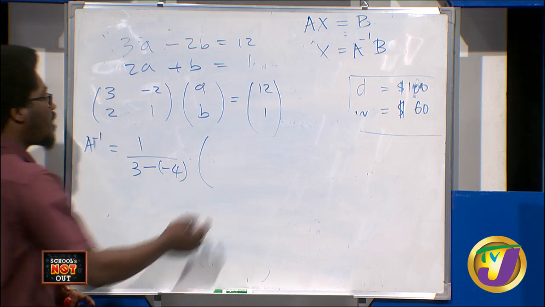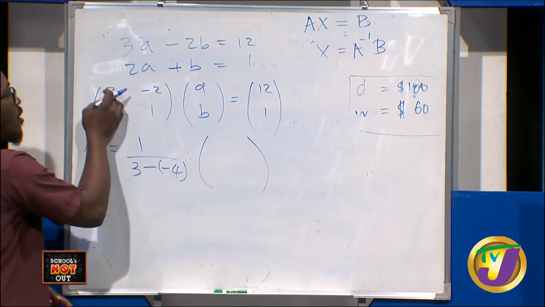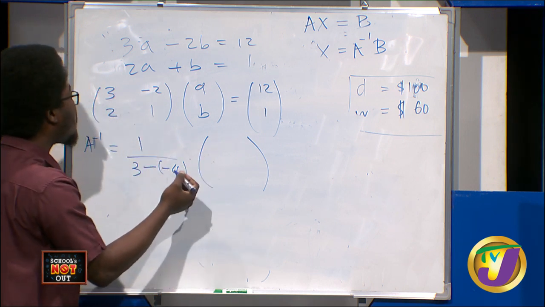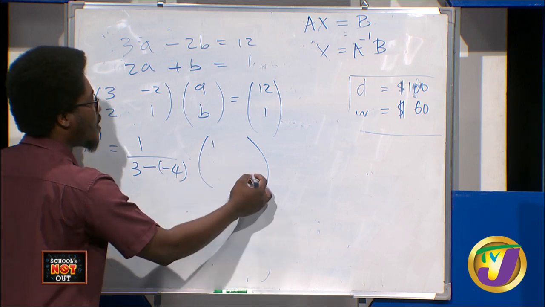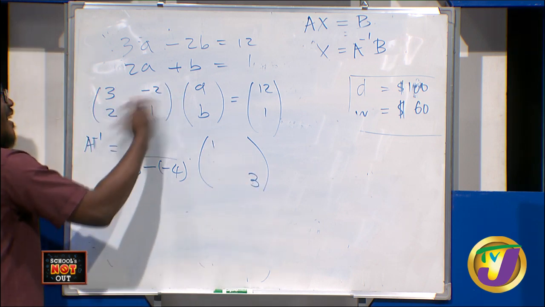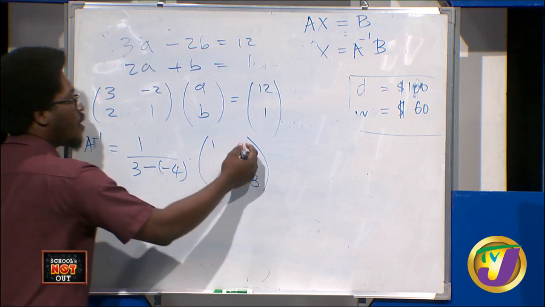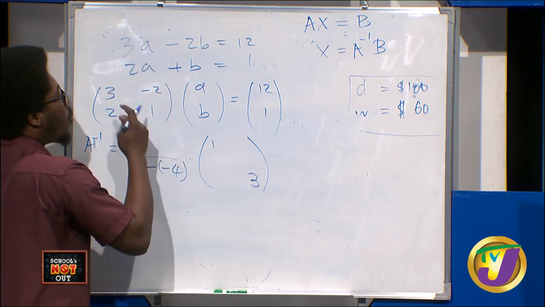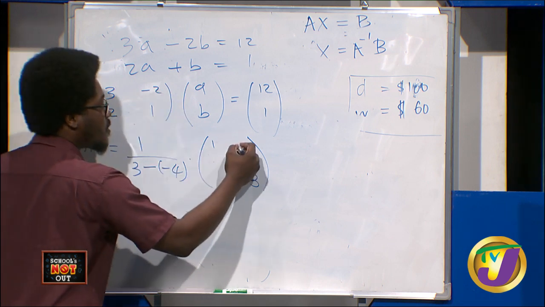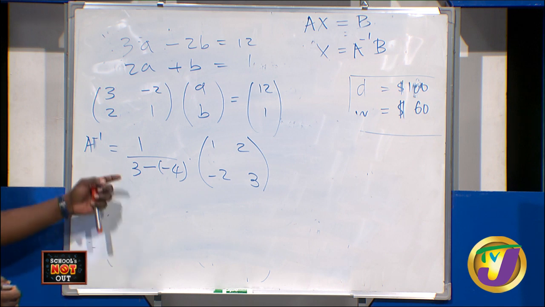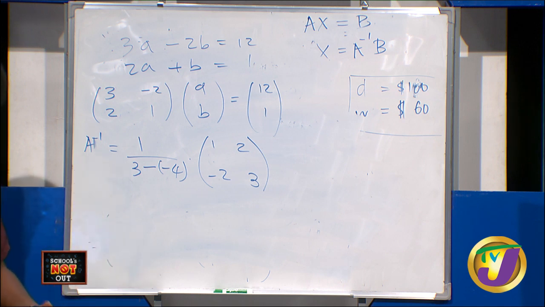Now remember, with the adjoint, what we do is interchange the elements along the leading diagonal. So this becomes 1 and this becomes 3. And we negate the other two that are along the non-leading diagonal. So negative 1 times negative 2 gives us 2, and now this becomes negative 2 also. So we now have our A inverse.